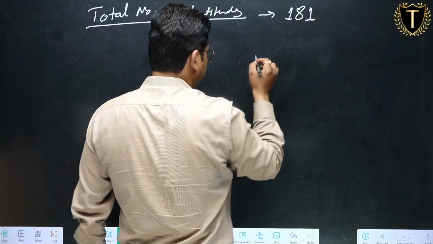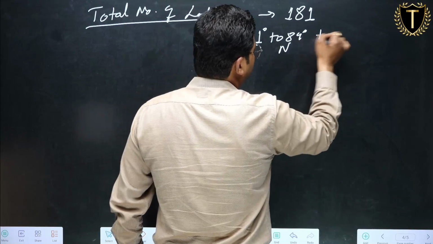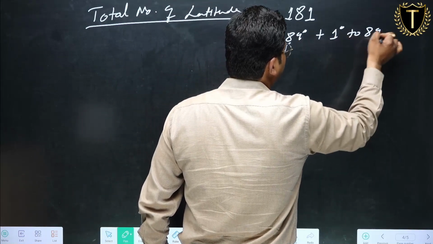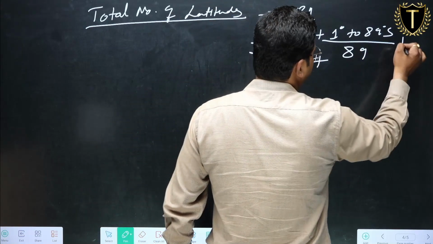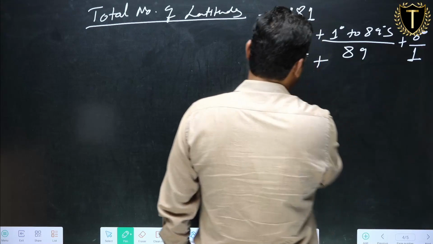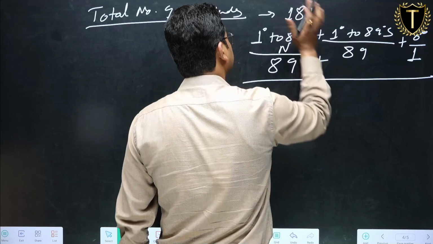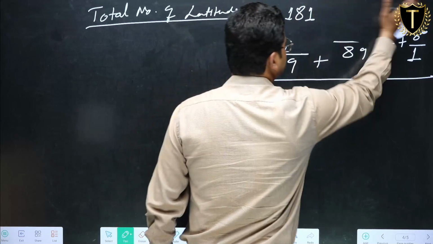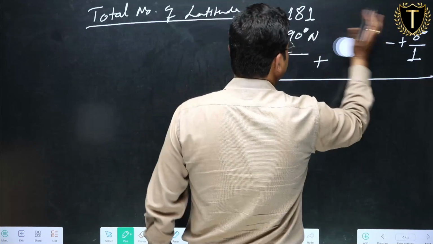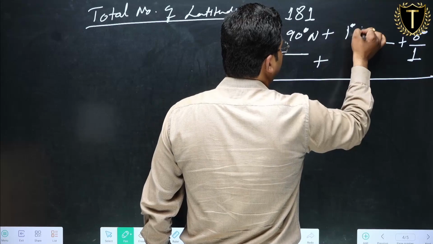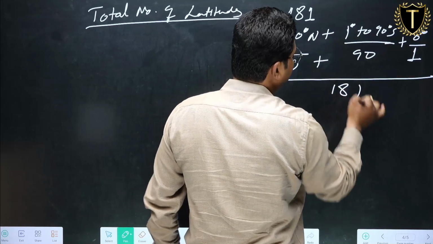How? 1 degree to 89 degrees north plus 1 degree to 89 degrees south, 89 plus 89 plus 0 degree, 1, that will be, sorry, 1 to 90 degrees north plus 1 degree to 90 degrees south, 90 plus 90 plus 1, that is 181.